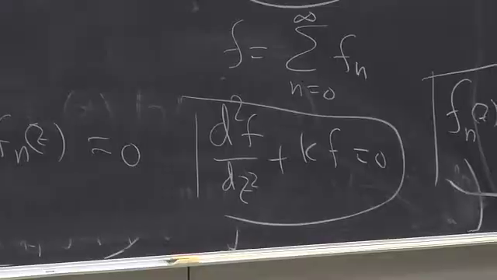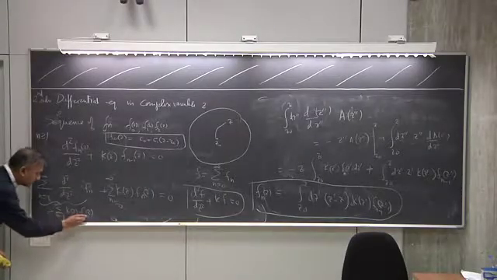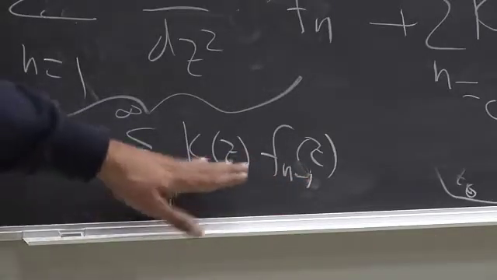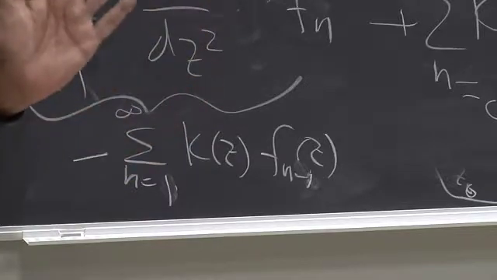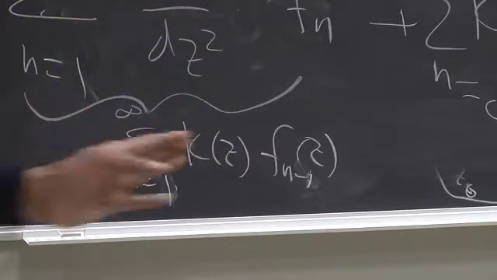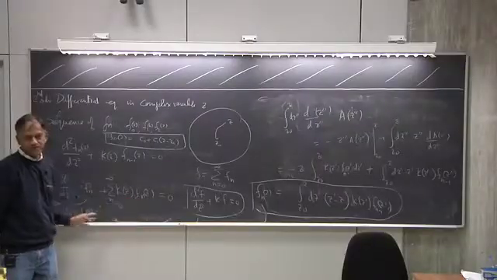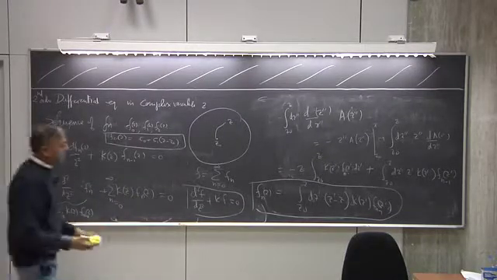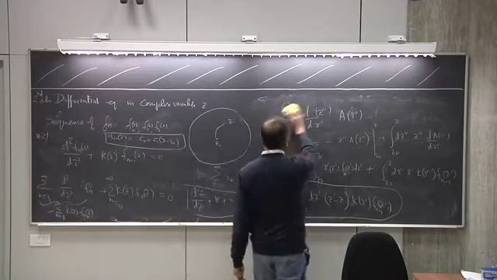Initially it was 1 here, and this is n minus 1, but that's what it is. For n equal to 1, it is 0, n equal to 2, it's 1, and so on. So this is simply k(z) times f0 plus f1 plus f2 plus fn, and the other one is also the same, so it cancels. Okay, so now the last thing is the uniform convergence.